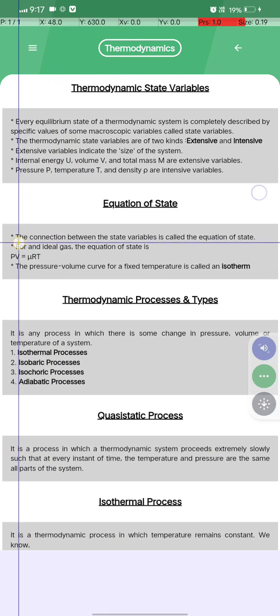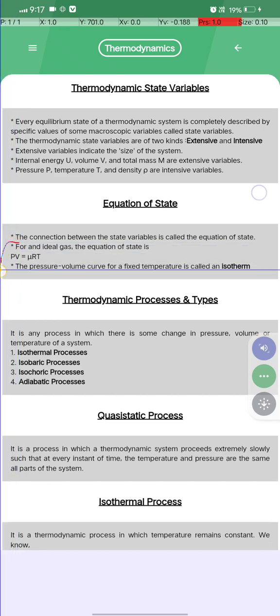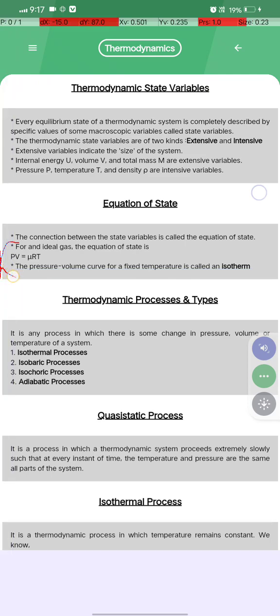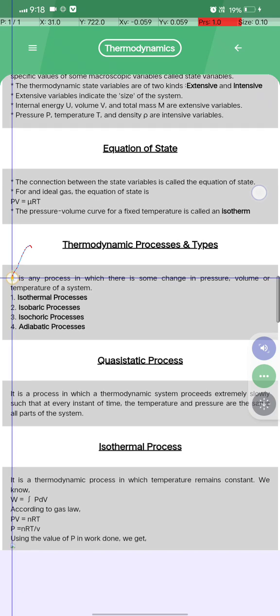Equation of state क्या होता है? The connection between the state variables is called the equation of state, and for ideal gases the equation of state is PV is equal to mu RT, and the pressure volume curve for a fixed temperature is called the isothermal. Thermodynamic process and types.